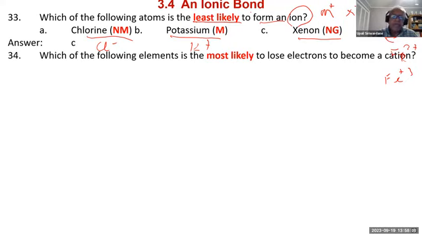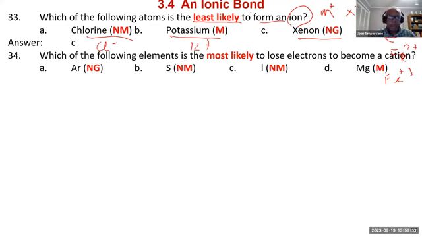Which of the following elements is most likely to lose electrons to become a cation? That should be the metal. Argon is a noble gas. It doesn't do anything. Sulfur is a non-metal. Iodine is a non-metal. Therefore, the answer is magnesium. That is the answer.